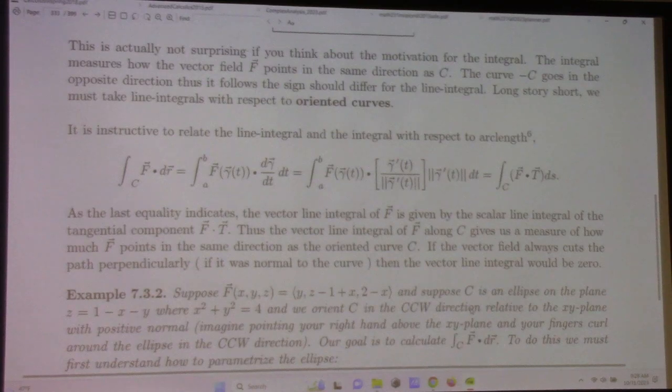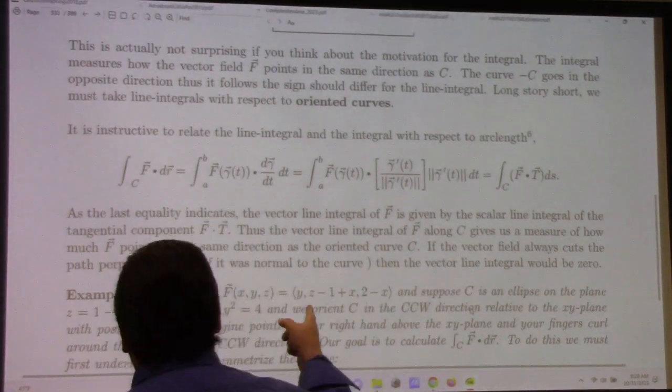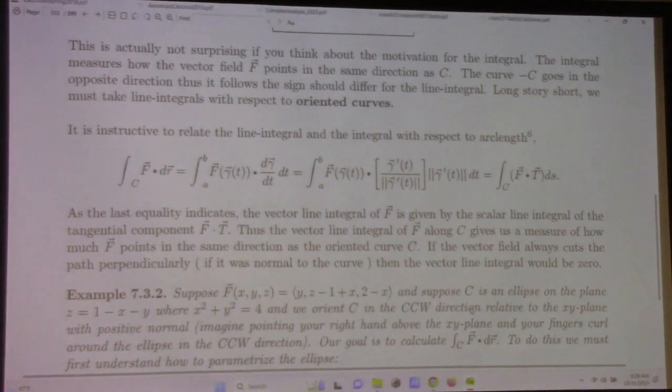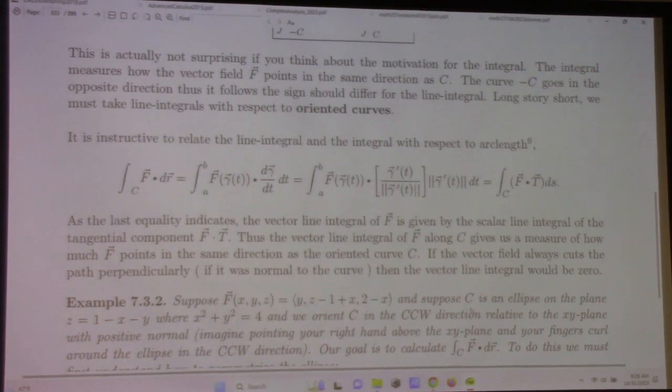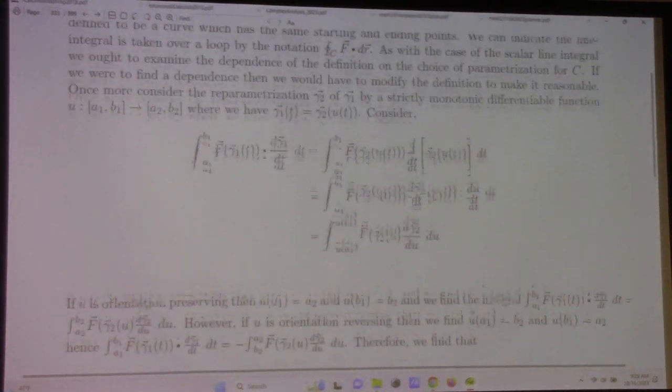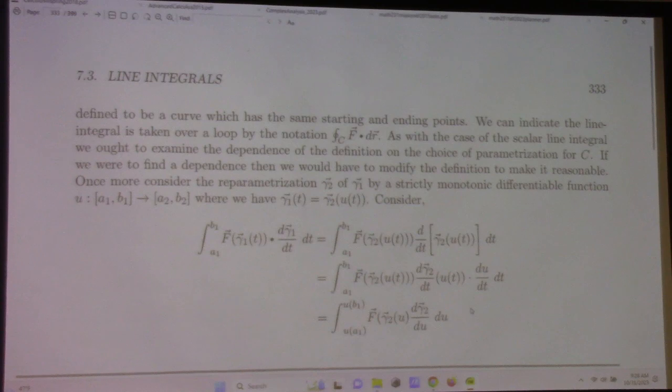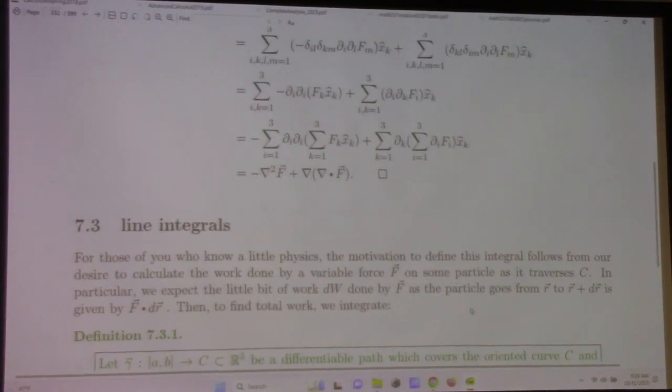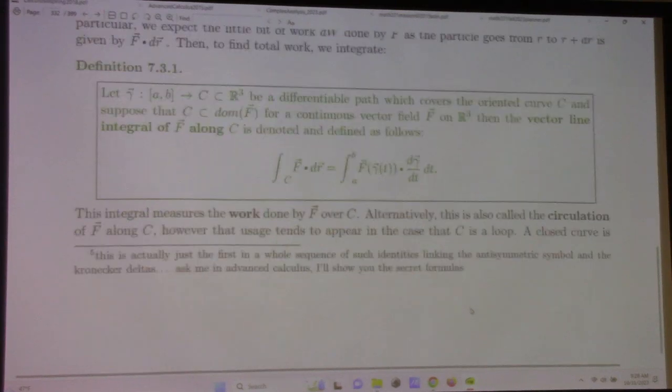So, oh, I think I also have the calculation in here of the PQR thing. Oh man. Oh, maybe it's later.